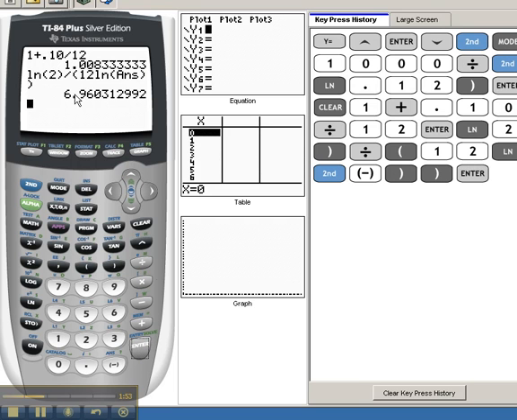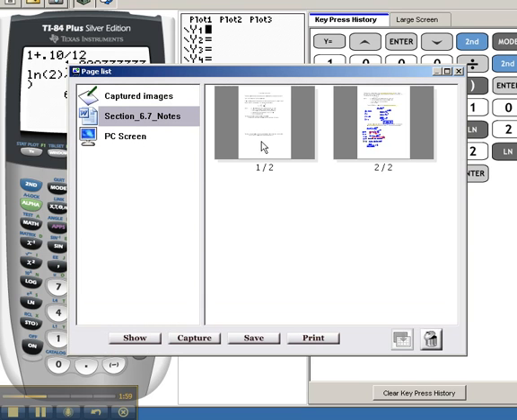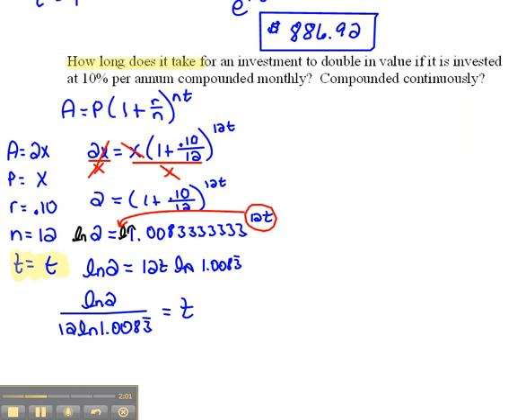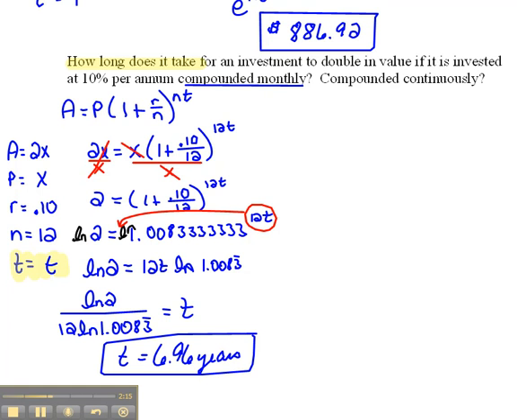So whenever we do, we end up with 6.96. Now what that is telling us, let me go back to my screen here. What that's telling us is that it will take 6.96 years in order to double that investment if we compound monthly. Now in the next one we'll go through and we'll compound continuously and we'll compare those two answers to see how different they are.